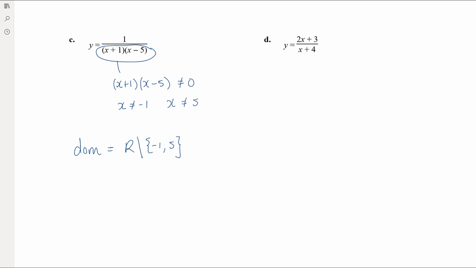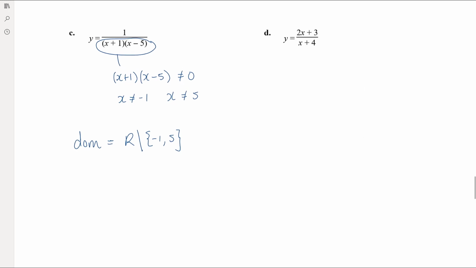Alright, then part D, again, it's only about the denominator. Doesn't matter what's happening up here. x can be anything. 2x plus 3 can equal anything. You can have 0 on the numerator of a fraction. You can have a positive number. You can have a negative number. You can have a fraction. You can have a decimal. It's only impossible if the denominator equals 0. So x plus 4 can't be 0, and so x can't be equal to negative 4. And so therefore the domain is any real number except for negative 4.